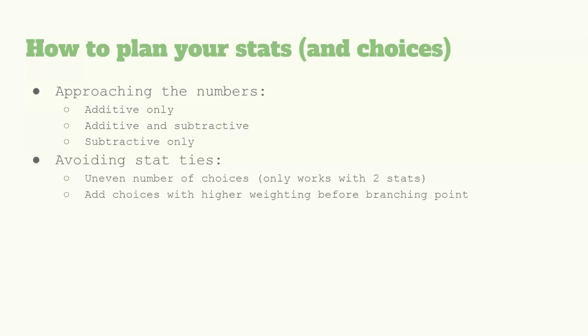Regardless of that, if you have at least two stats that decide your branching, avoiding ties becomes important. Simply making sure that you have an uneven number of choices before a branching point is the easiest way to avoid a tie, but it won't necessarily work once you handle three or more stats. Another way is to include choices that add or subtract a higher number than regular choices shortly before a branching point.